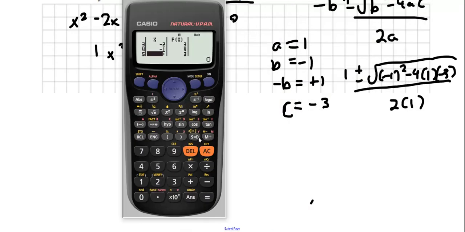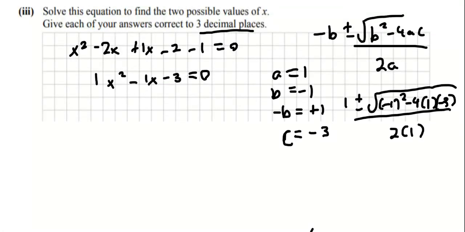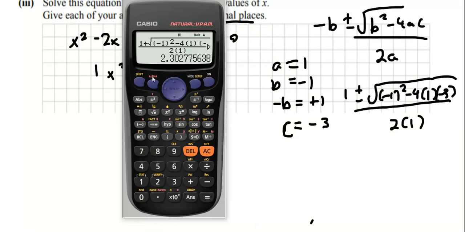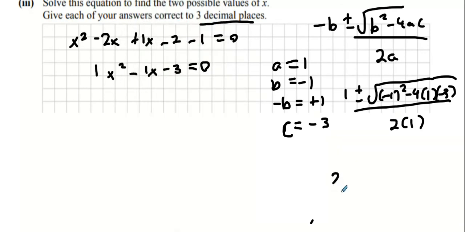Make sure you press the fraction button first. Fraction button, 1. I'm going to do plus first. So it's minus 1 squared minus 4 times 1 times minus 3, all over 2 times 1. You get an answer of 1 plus root 13 over 2, which is 2.3. Correct to 3 decimal places, so 2.3, 27 rounds up to 30, so 2.303.